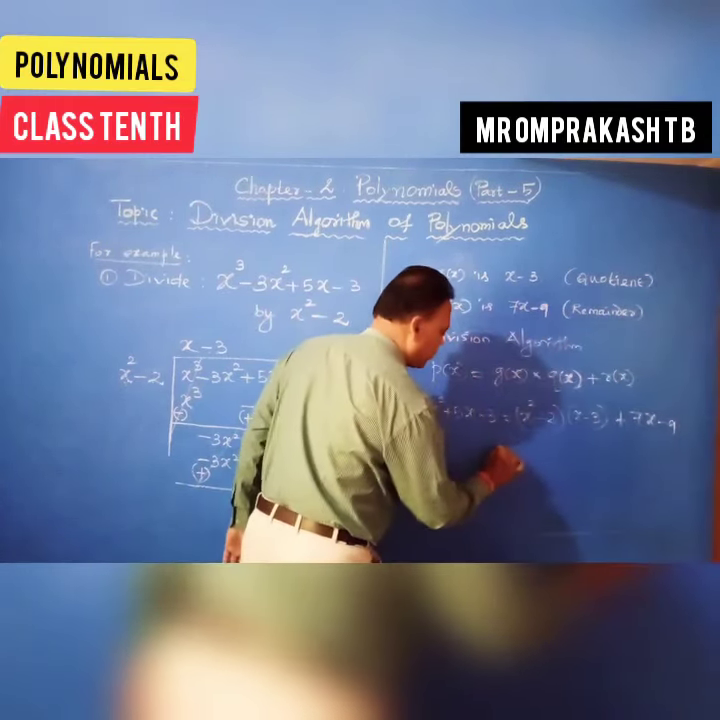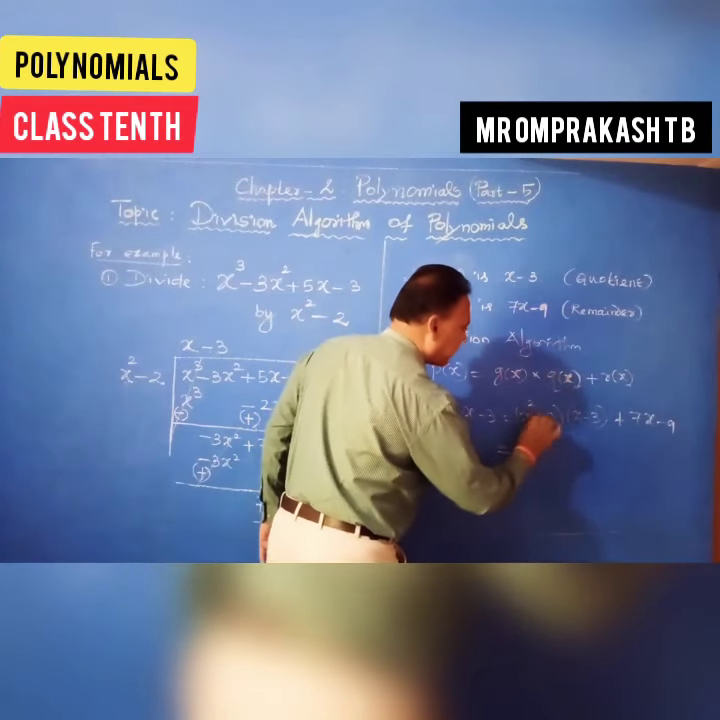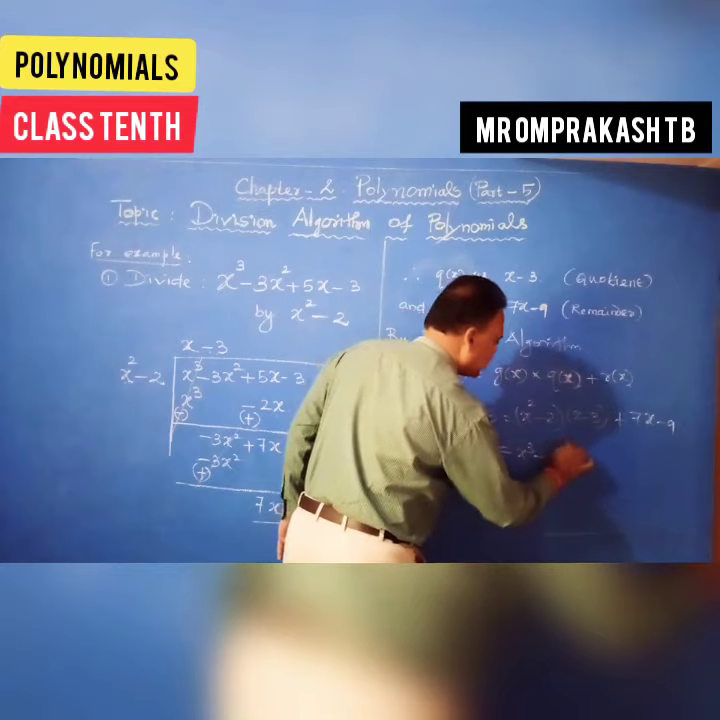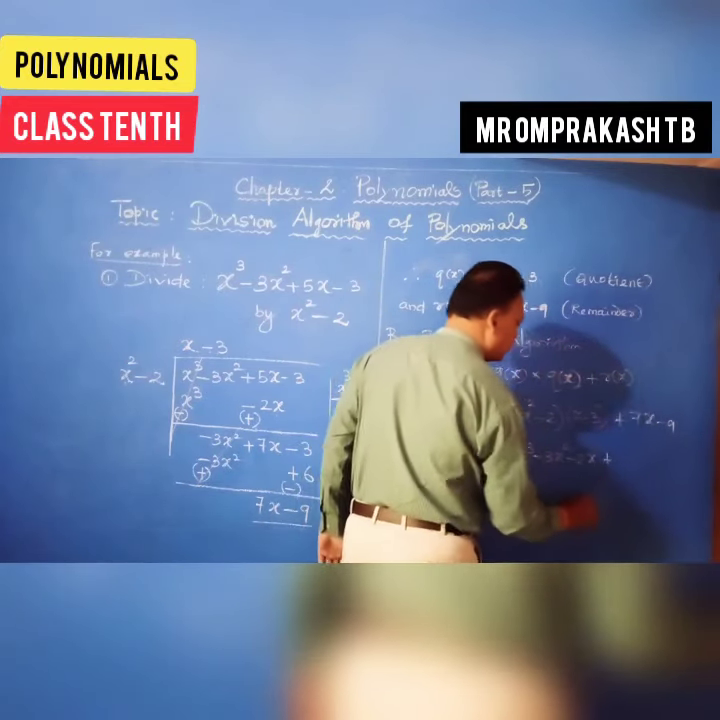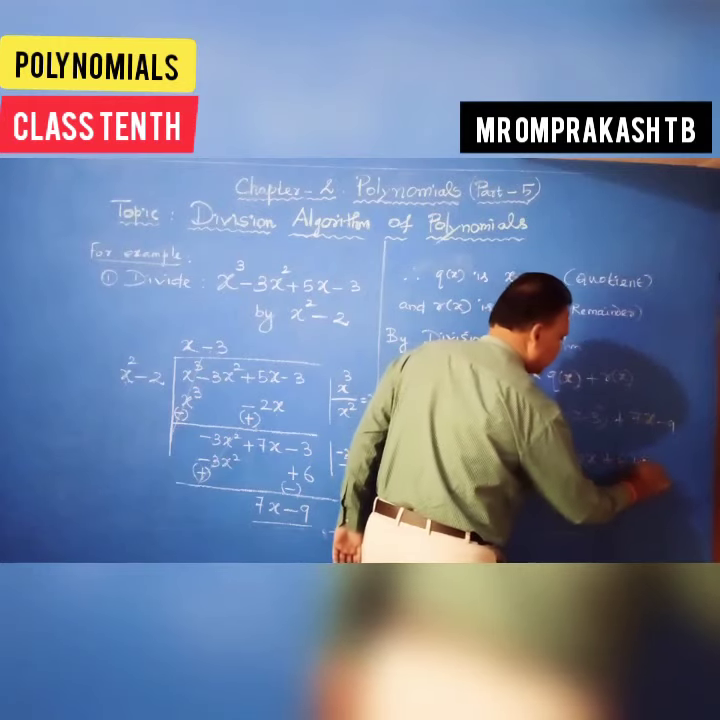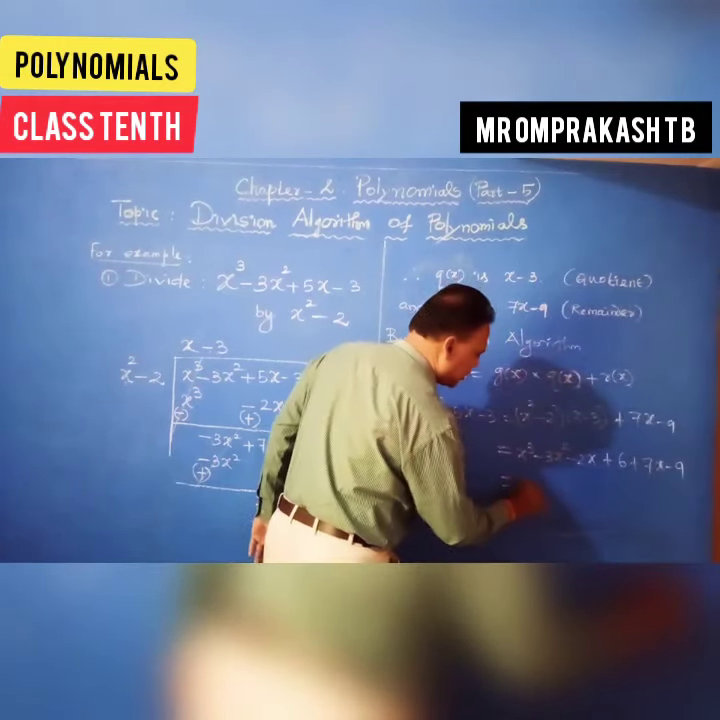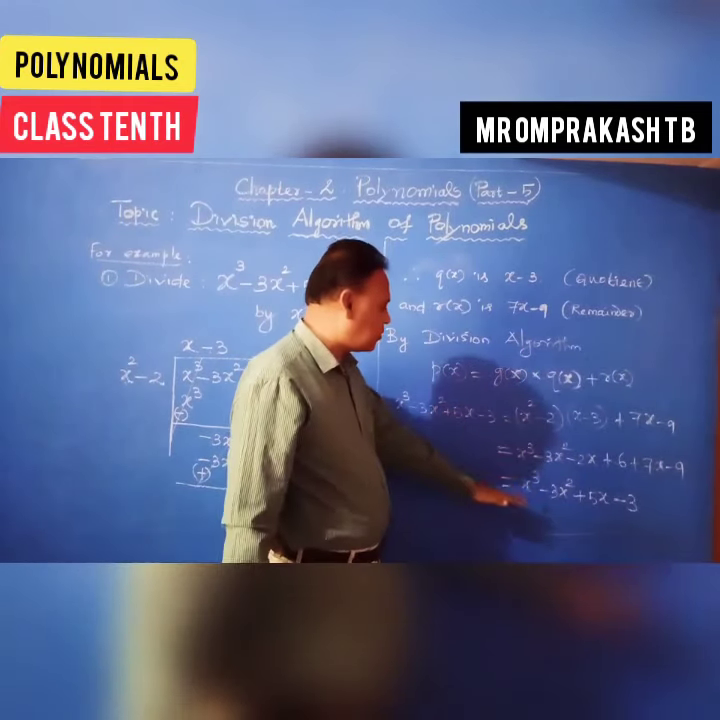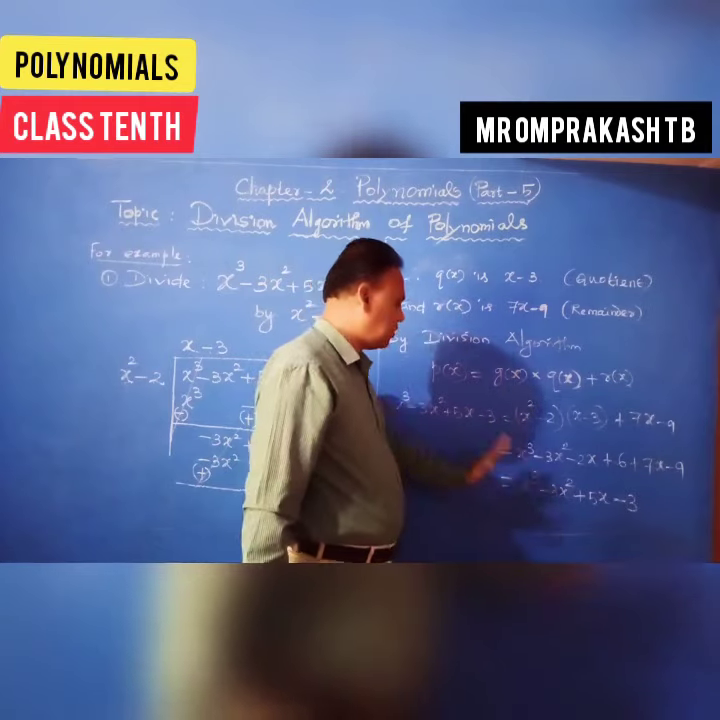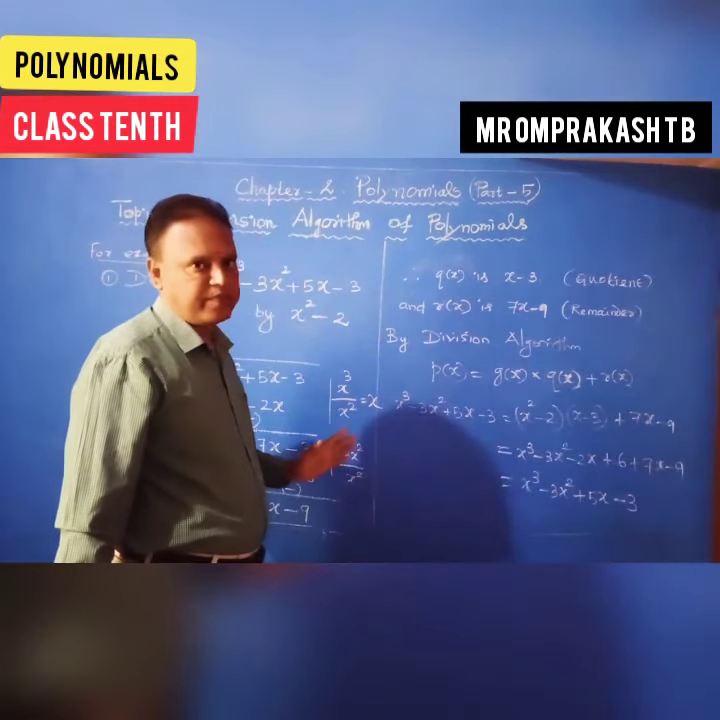Therefore, by ordinary multiplication, you get x cube minus 3x squared minus 2x plus 6 plus 7x minus 9, that is equal to x cube minus 3x squared plus 5x minus 3. Left hand side equals right hand side. So the division algorithm is satisfied.